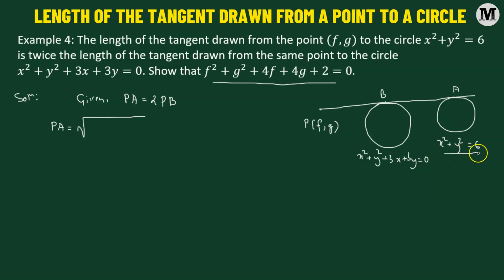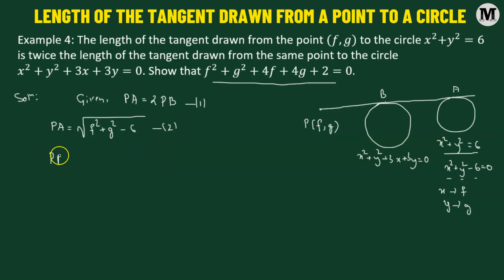In this equation of the circle, this can also be expressed as x squared plus y squared minus 6 equals 0. So in this equation, we'll replace the value of x with f and the value of y with g. This is going to give us f squared plus g squared minus 6. We're going to label this as 1. This is number 2.